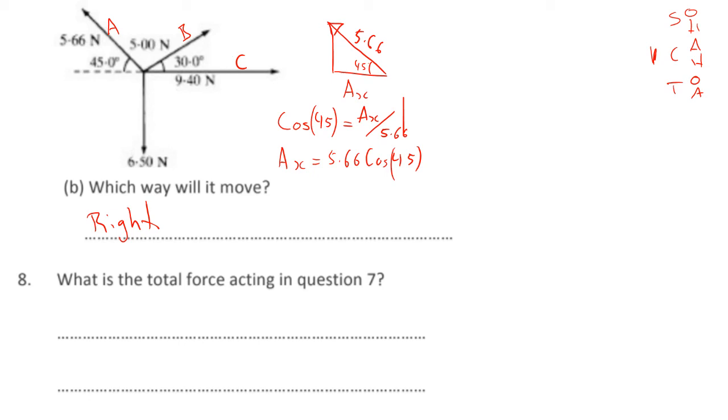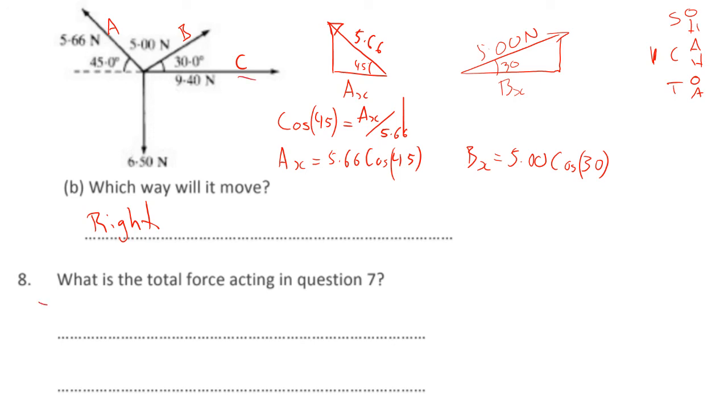And then we're going to do the same thing with B. We call that 5.00 newtons. We're going to give it a horizontal component, which would be B sub x. We're going to whack in our 30 degrees, and we'll use the same technique to give us an expression that says B sub x equals 5.00 cos 30. So now all we have to do is evaluate A sub x and B sub x, and we'll add those together along with C.